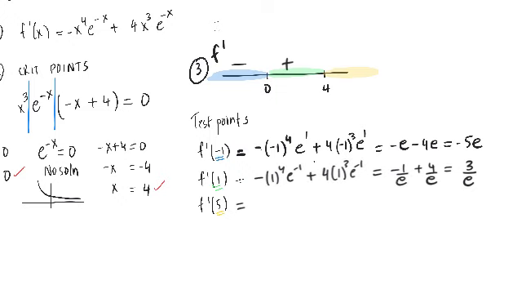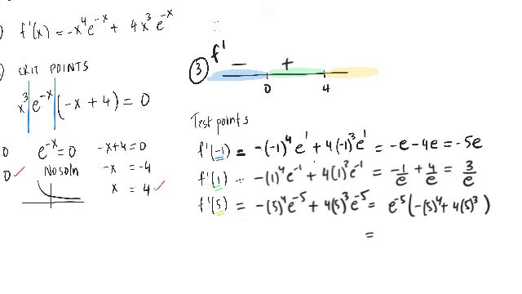And in the yellow interval, I can do 5, for example. So negative 5 to the fourth, e to the negative 5, plus 4 times 5 cubed, e to the negative 5. Basically, it's going to be e to the negative 5 times negative 5 to the fourth plus 4 times 5 cubed. And if you think about that a little bit, or if you do it with a calculator, you're going to realize that this is less than 0, because negative 5 to the fourth is a bigger negative number than 4 times 5 cubed. So in this yellow interval f prime is negative, and so overall we now have that f is decreasing, increasing, decreasing. That means I have a local minimum at 0 and a local maximum at 4.